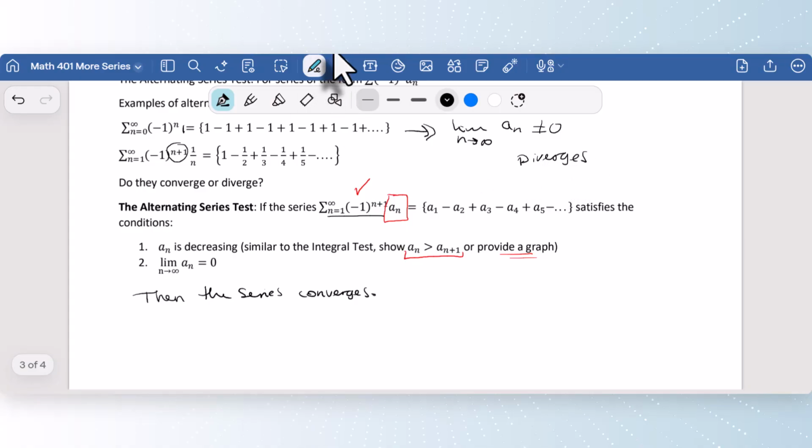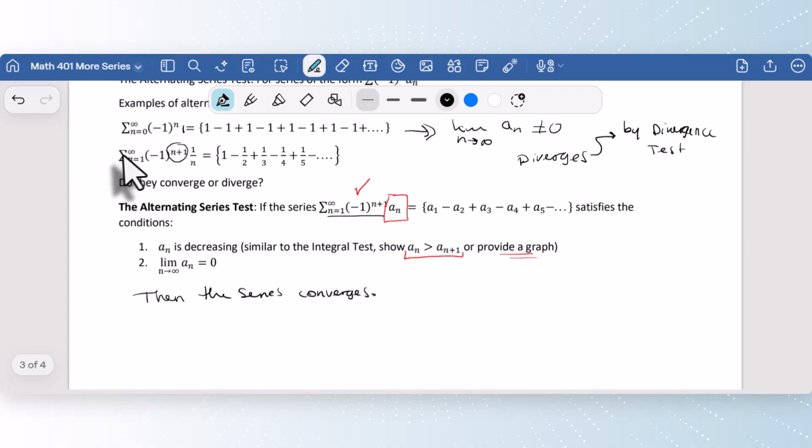By the divergence test, because the limit is not 0. So it's not because it didn't meet one of the conditions of the alternating series test. If the first condition is not met, if it's not decreasing, then the test just fails. If the terms don't go to 0, then we can say it diverges, but it diverges because of the divergence test, not because the alternating series test failed.